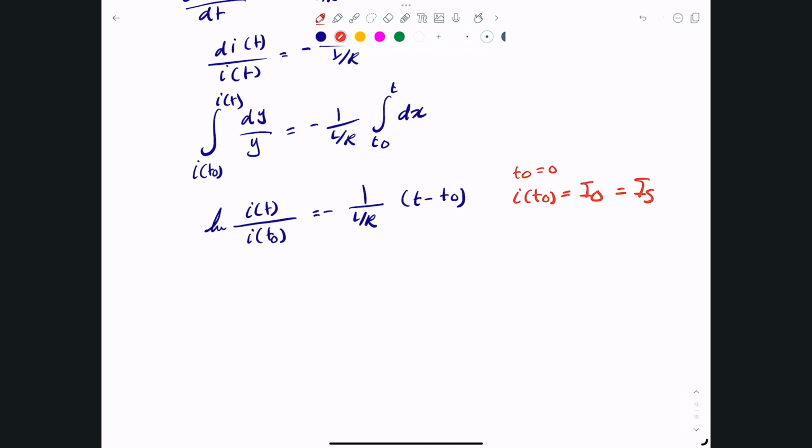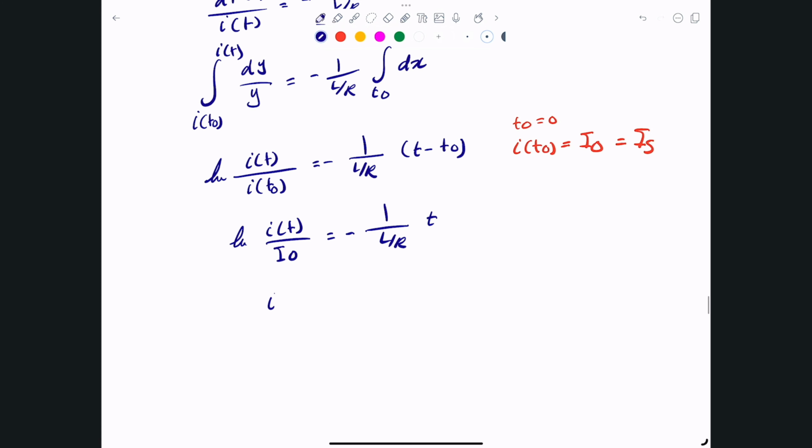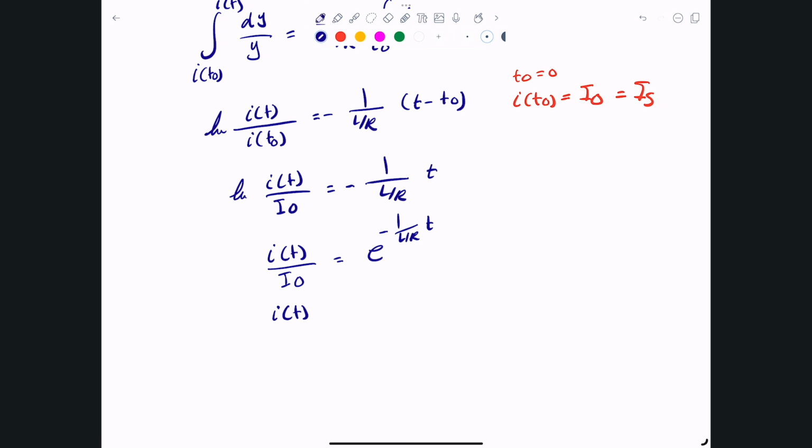Okay, so going back in here, I'll substitute these values that we saw in red. So that will tell us, well, it's the logarithm of i(t) over I0 equals negative 1 divided by L/R, and that will be t. We take the exponent of both sides, and that will give me i(t) divided by I0 equals e to the negative 1 divided by L/R of t. Okay, and that means i(t) is simply I0, or i_s if you want, e to the negative t divided by, technically this is tau, or L/R, and that here is the solution for that differential equation.